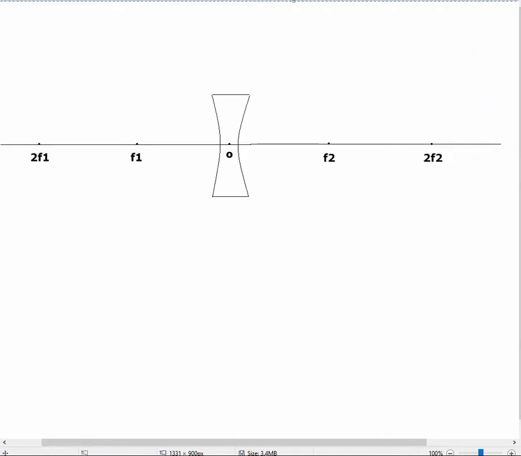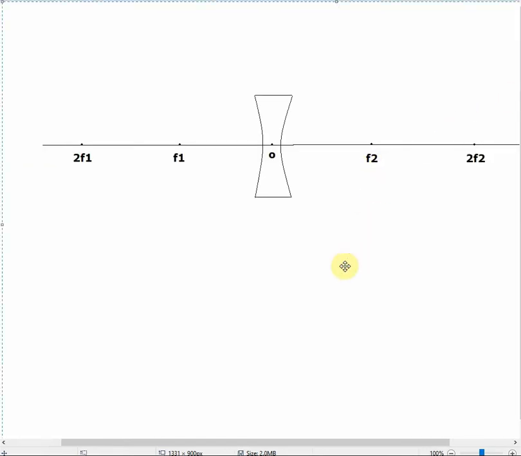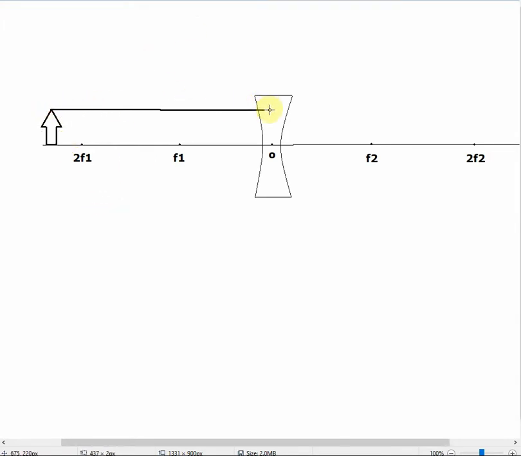Now let's go to the second one. Alright, now in the second one we will place the object beyond C. So let me place the object first. This is our object. Now as always, first line parallel to principal axis, second line through the optical center. There will be no deviation for this line because it is passing through the optical center.